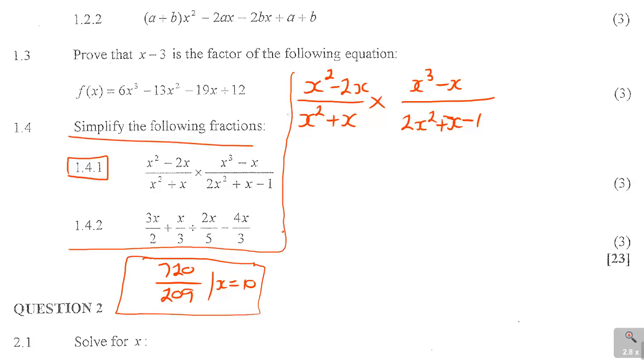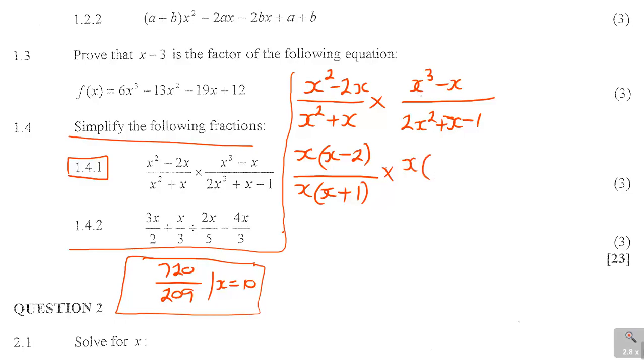So let's now factorize. Now x squared minus 2x, x is common. So I've got x minus 2 here over x squared plus x, x is common. Now x into x squared is x, plus x into x is a 1. Okay, that times x cubed minus x, x is common.